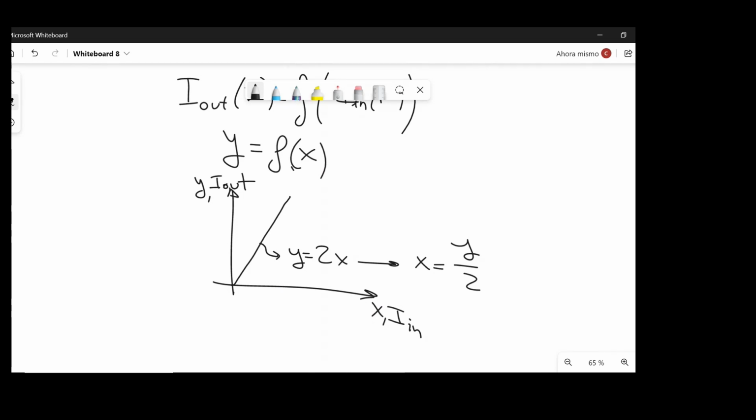And that is a one-to-one transformation. So given any x, there is only one y. Given any y, there is only one x. So these transformations are invertible. They are also one-to-one.